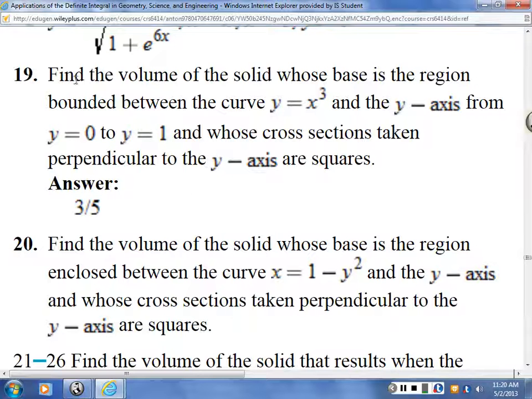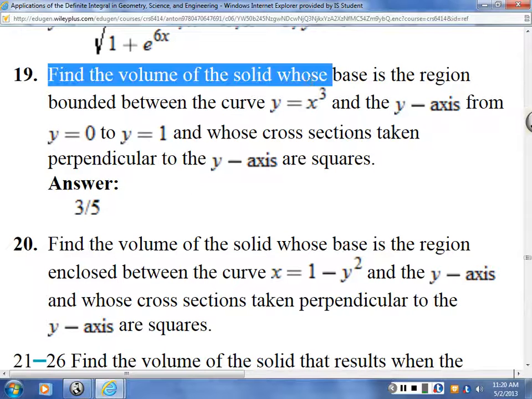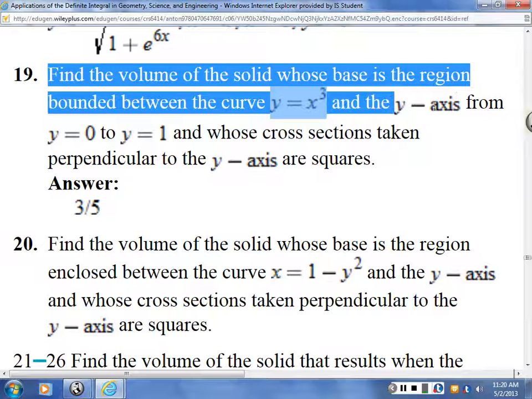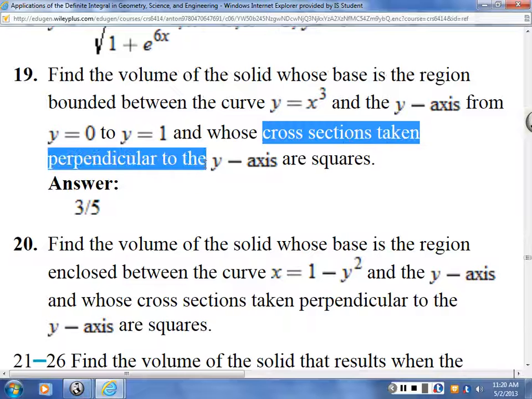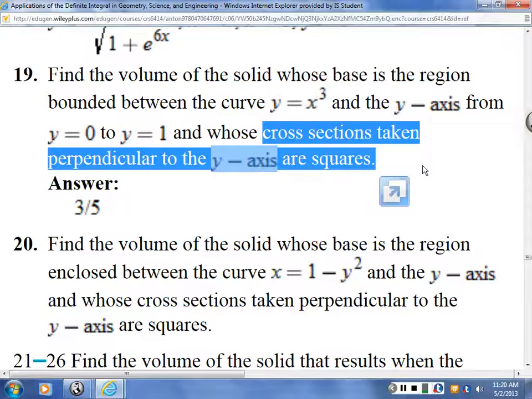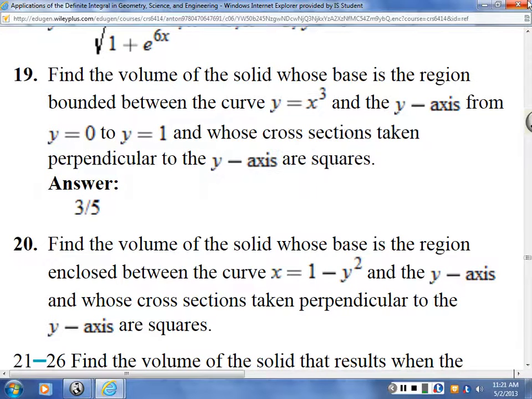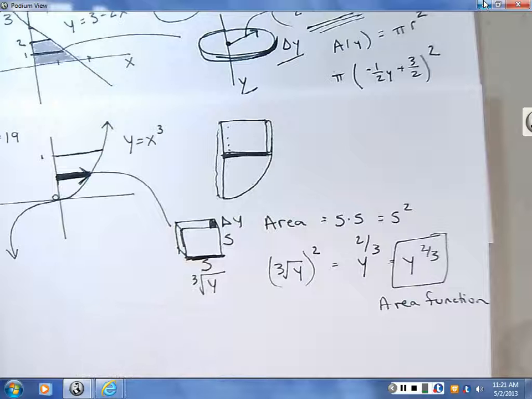So you see, find the volume of a solid whose base is the region bounded between y equals x cubed and the y-axis, from 0 to 1, whose cross sections taken perpendicular to the y-axis are square. Oh, so the problem itself just says it right off the bat. Yes, it's square. I'm taking it perpendicular to the y-axis, and each slice is going to be square. So if I integrate from 0 to 1 along the y-axis, all I have to integrate is the area function.